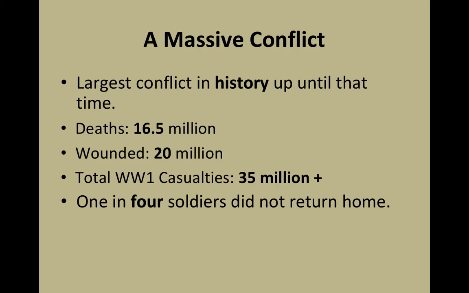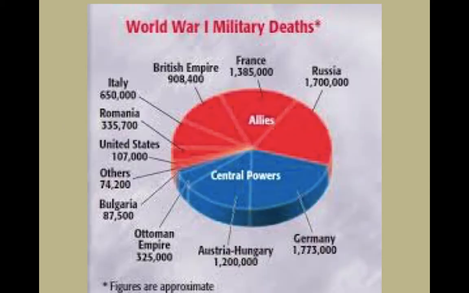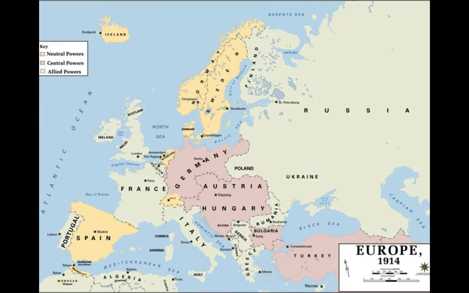1 in 4 soldiers, so 25% of soldiers during World War One, whether they're from Germany or the U.S. or France or somewhere else, didn't return home. So here you can see again from the major countries involved on the Allied power side and the Central power side, their deaths. France and Russia lost the most people on the Allied side. Germany and Austria lost the most people on the Central power side.